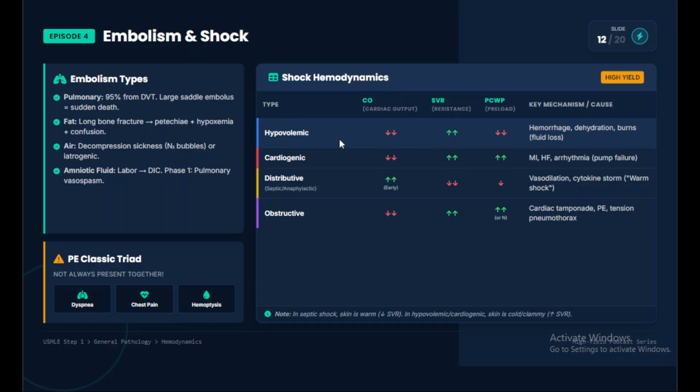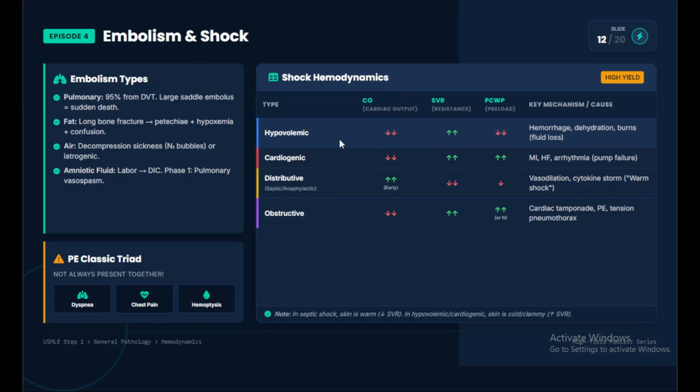But there is something that I would tell you, that there are some skin clues in different types of shock. In septic and distributive shock, the skin is warm and flushed because there is reduced systemic vascular resistance. The vessels are vasodilating and they distribute the heat to the body surface, meaning the skin. And in the case of hypovolemic and cardiogenic shock, the skin is cold and clammy, because the body has increased systemic vascular resistance, and it is shutting off the blood to the body surface, the skin is not getting enough heat, and that's why the skin is cold and clammy.